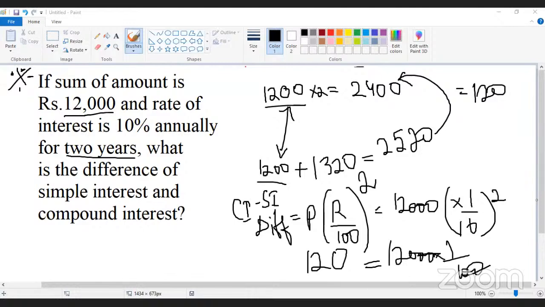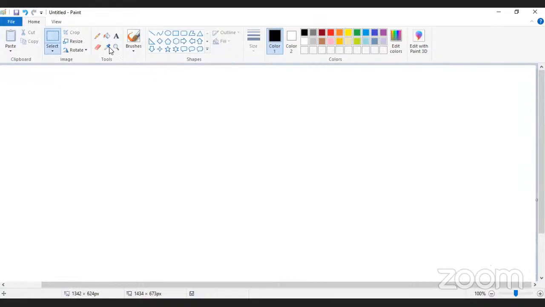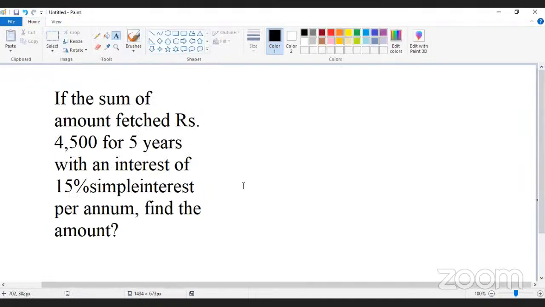I'm giving another question, which is quite relevant, and we can say that these could be more frequent questions in other exams. If the sum of amount fetched rupees 4,500 for 5 years with an interest of 15% simple interest per annum, find the amount.